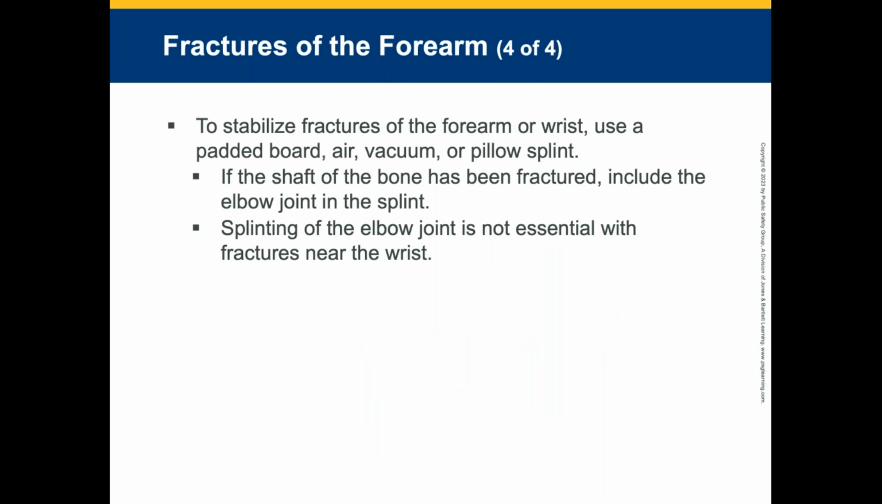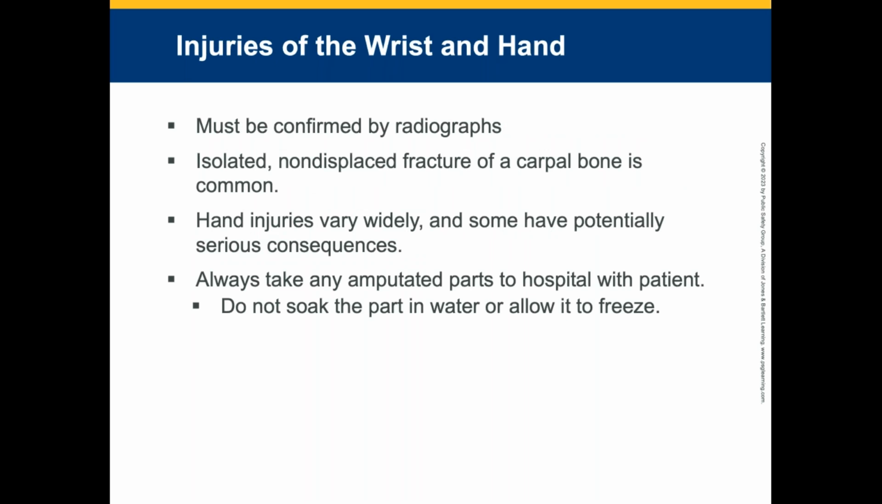To stabilize fractures of the forearm and wrist, use a padded board splint, air, vacuum, or pillow splints, whatever you need to utilize. If the shaft of the bone is fractured, include the elbow joint in the splint as well. A lot of this is pretty much review.